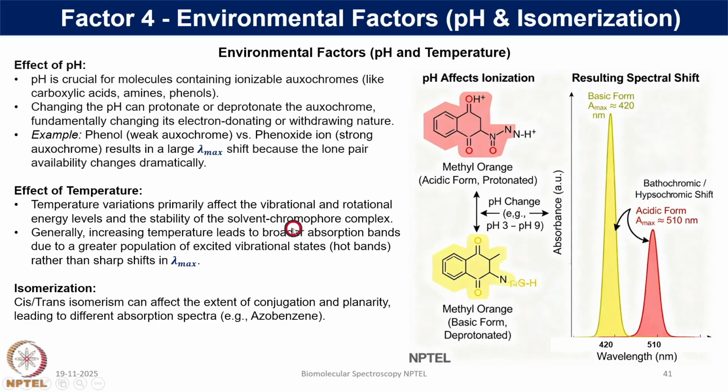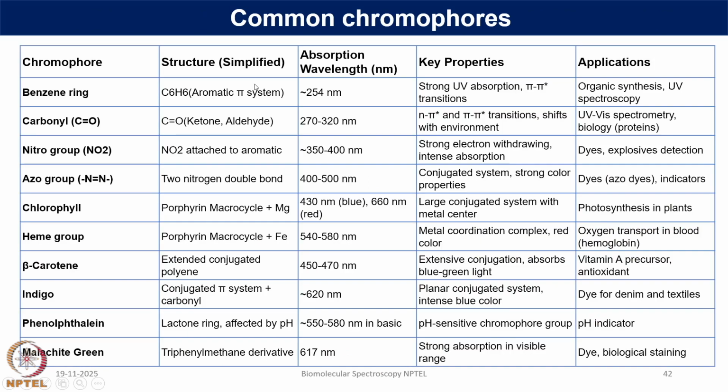Another factor that affects absorption is cis-trans isomerization, because if you look at cis and trans, the electron cloud is changing. So, the effects of conjugation or planarity change, and therefore the absorption changes. Azobenzene is one example where isomerization changes the absorption spectrum.